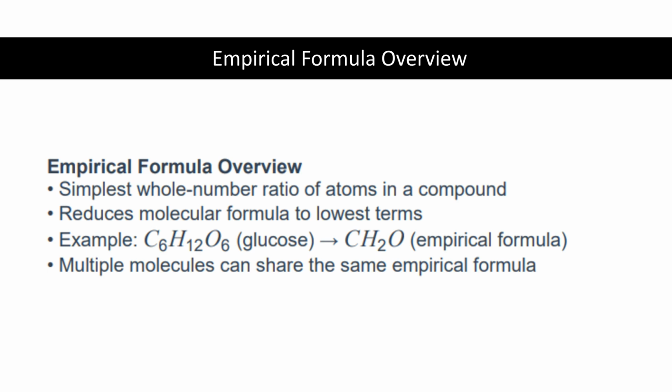The empirical formula is the simplest whole number ratio of atoms in a compound. It reduces the molecular formula to its lowest terms. For example, the empirical formula of glucose, C6H12O6, is CH2O.